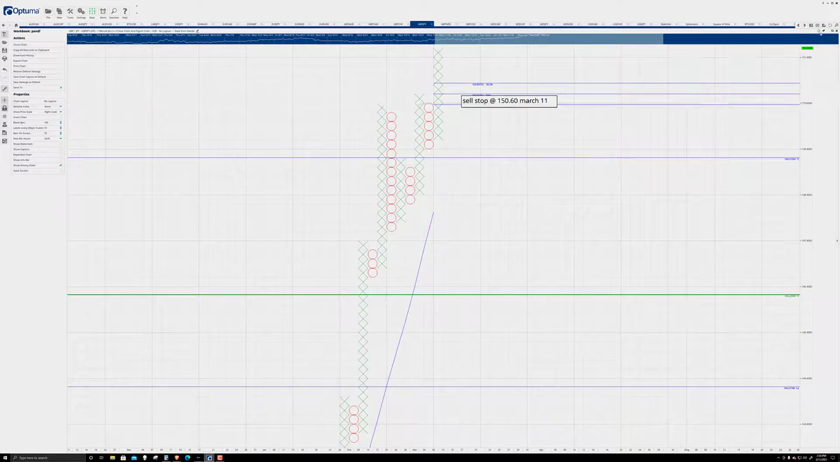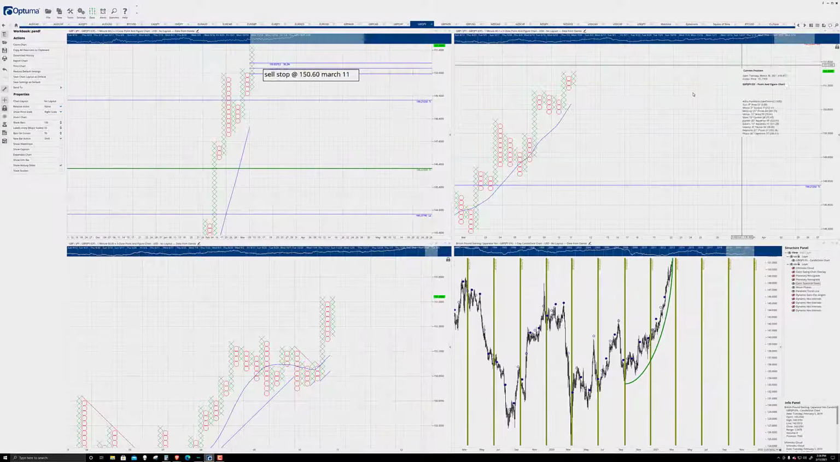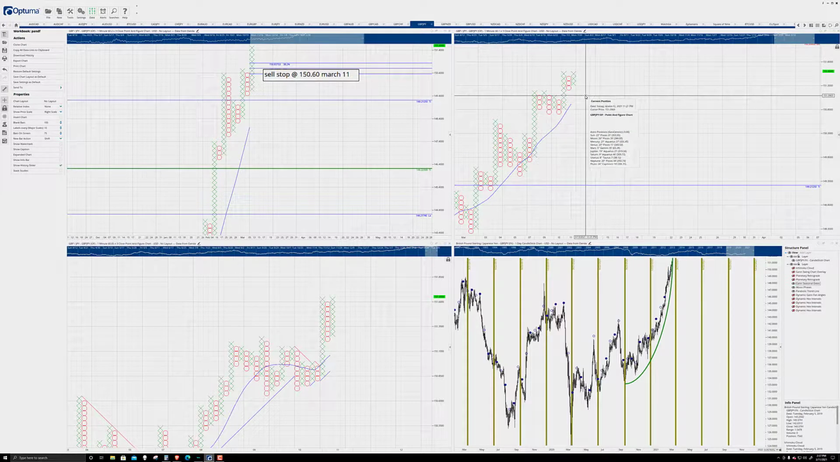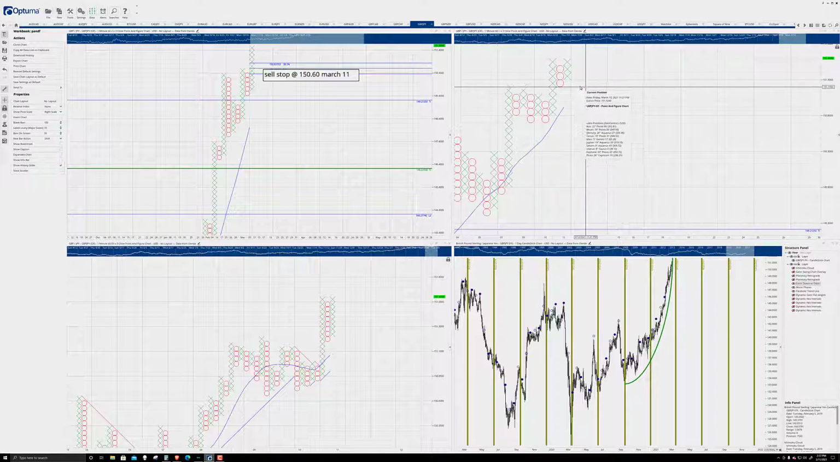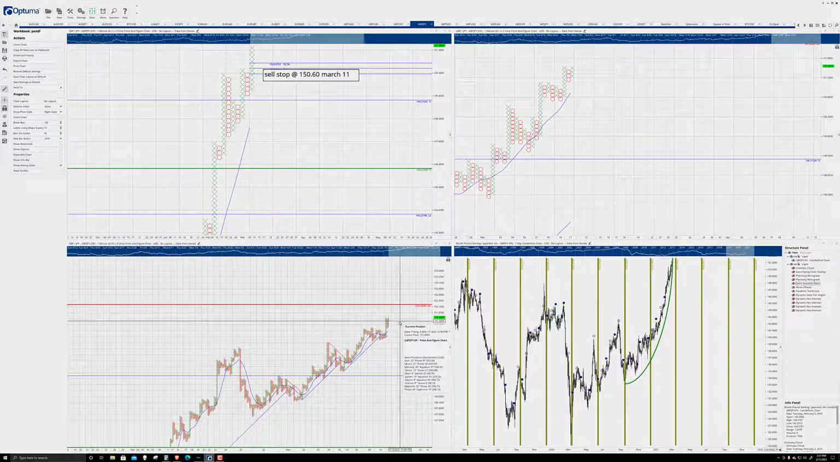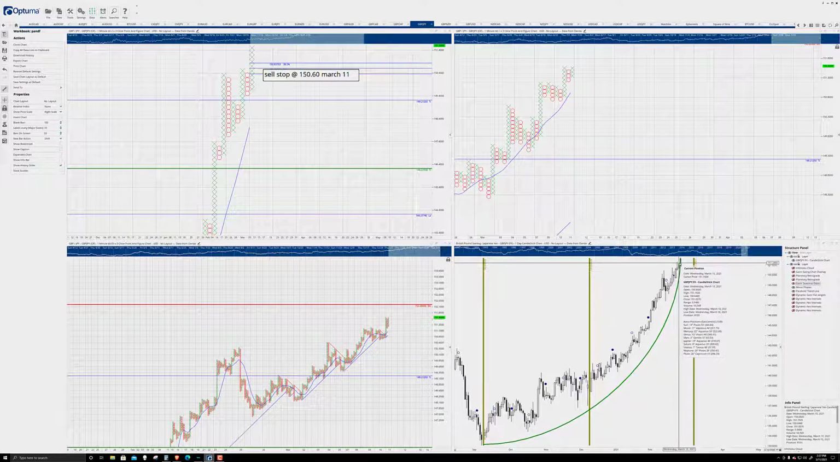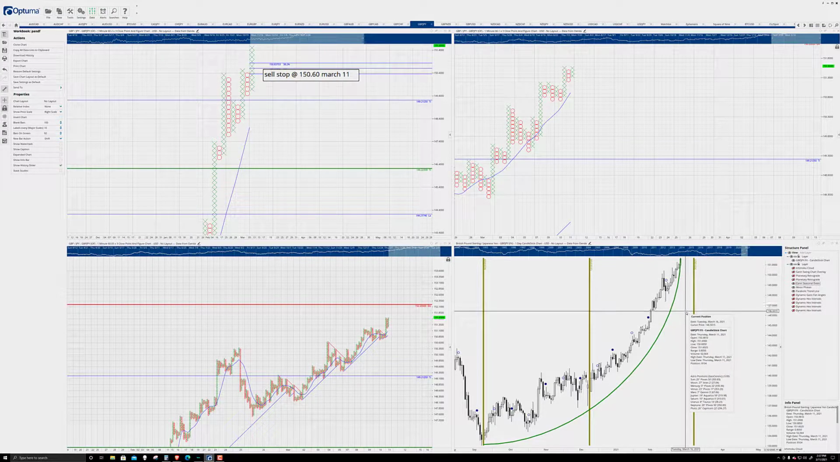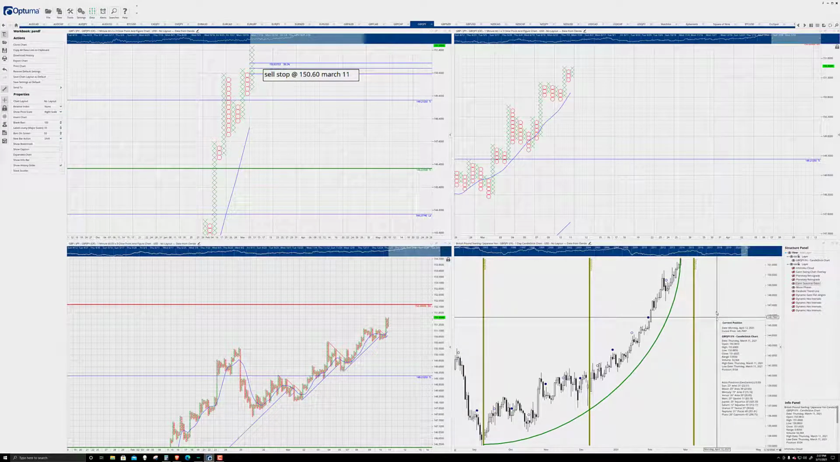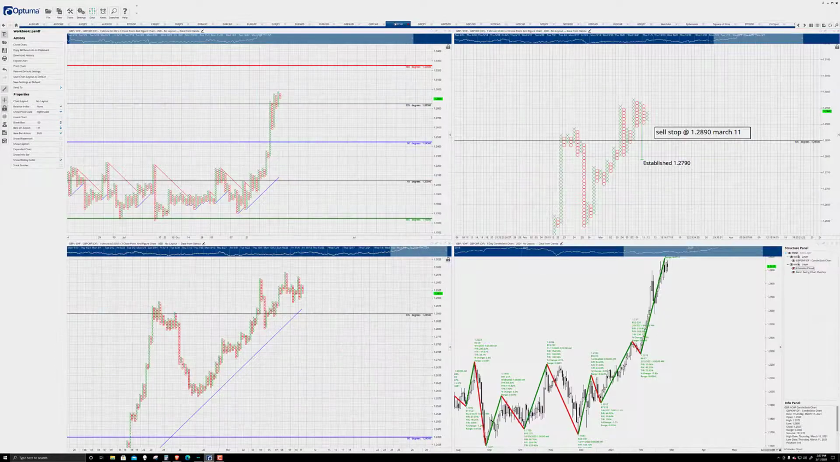On the 10 pip, we can look at an earlier entry at 151 even, if you want to. You could certainly look at doing that. And then the 5 pip, we'll leave the 5 pip alone for now. But yeah, there's a ton of really nice, juicy short opportunity up ahead here on a lot of these trending pound pairs.